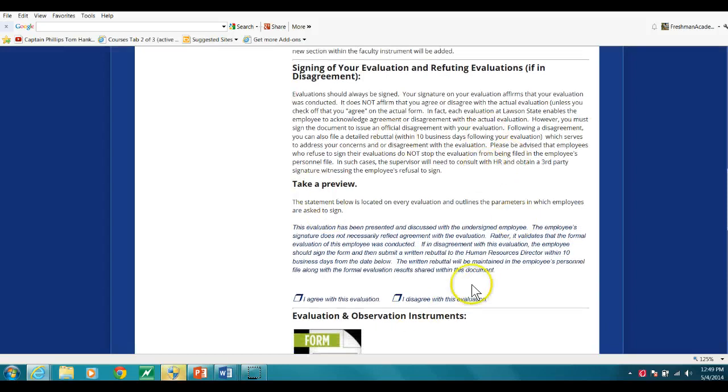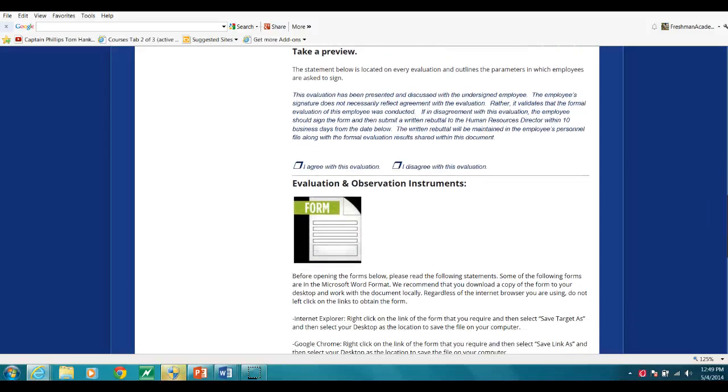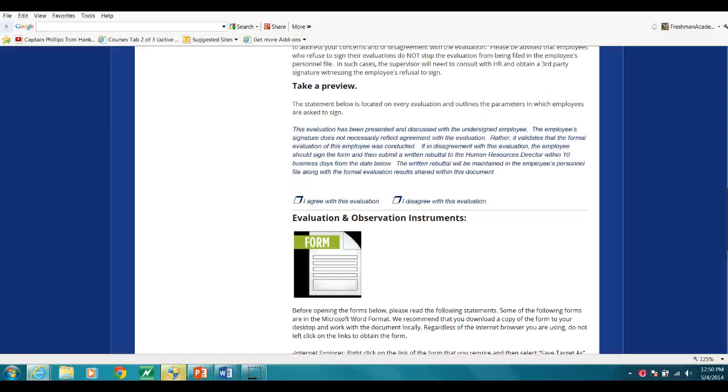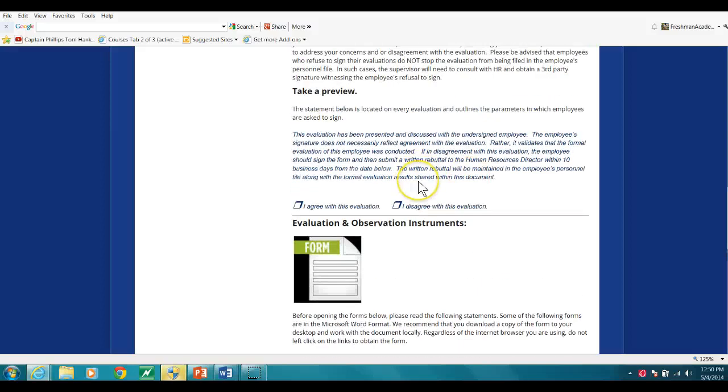Let's talk about the signing of your evaluation document. A lot of times people might think that, oh, I'm not going to sign it if I disagree. Well, in Lawson, that is not how the evaluation process is set up. In fact, it's designed so that you're not signing to agree or disagree, although that's part of it. You're actually signing to say, hey, yes, in fact, my evaluation took place. And in that, you can check off whether you agree with the evaluation or disagree. So we actually allow you to say, yes, I disagree, or yes, I agree.